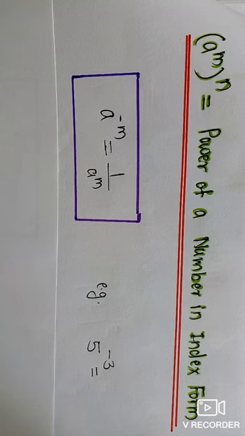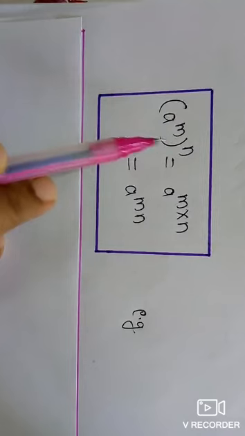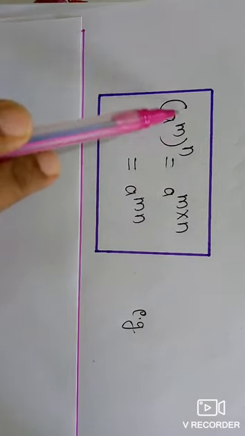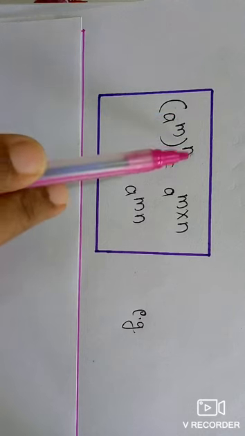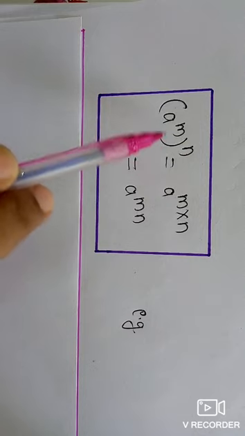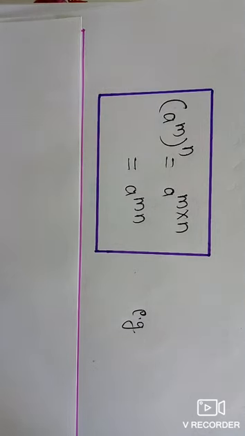Now we will see, if A raised to m, bracket raised to n is there, means the number in index form is having again one more index. We can multiply that. Means what? It will be A raised to m into n, and m into n we can write as mn. So it is A raised to mn.